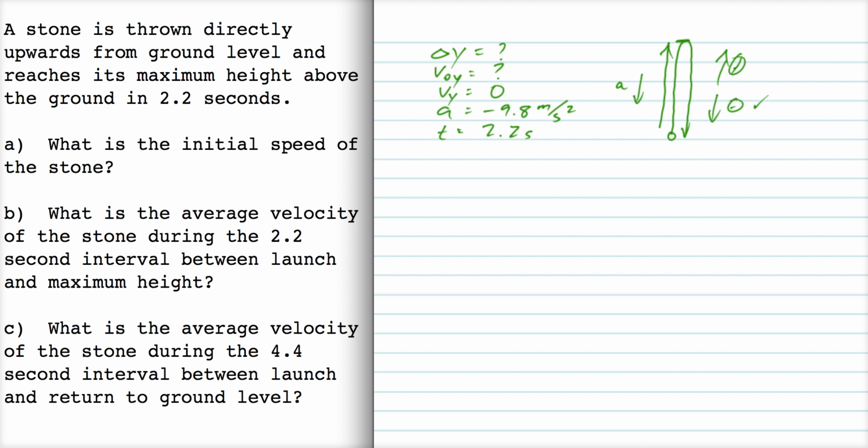We can solve part A now, which is asking for the initial velocity. We use this equation. So 0 is equal to v0 plus negative 9.8 times 2.2, which gives us the initial speed of the ball, which is 22 meters per second.